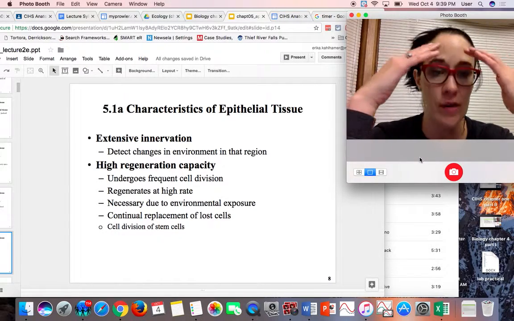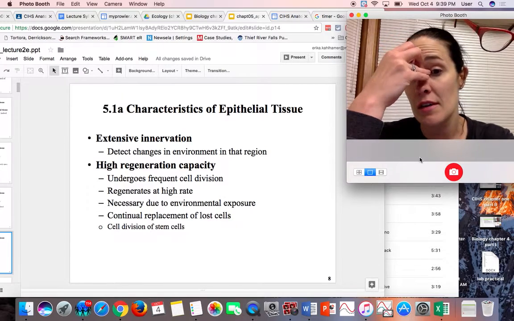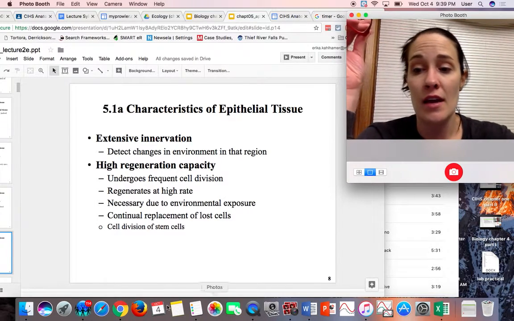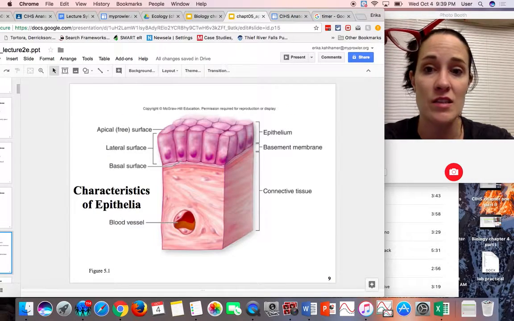And how often your body replaces them is due to necessity. And how are they replaced is by stem cells that continually divide.